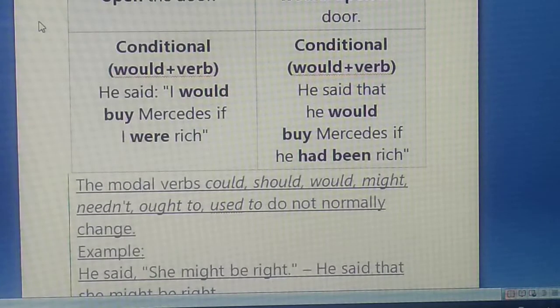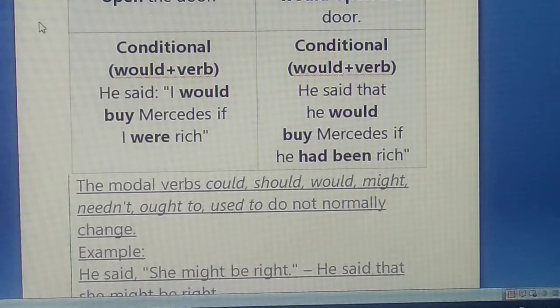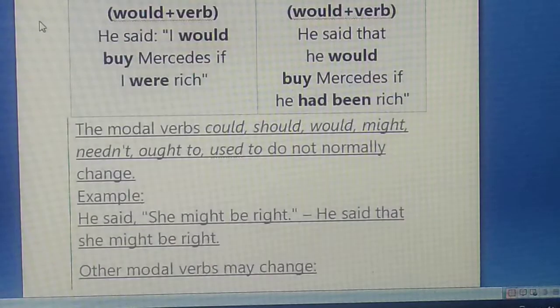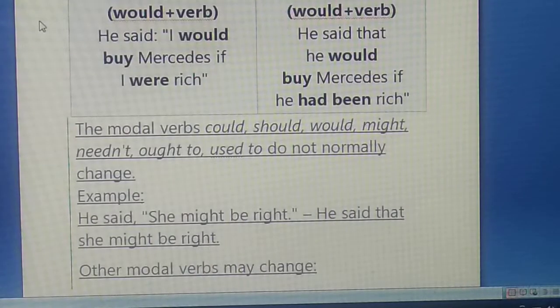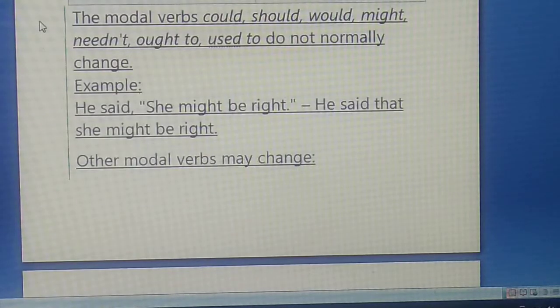The modal verbs could, should, would, might, needn't, ought to, used to do not normally change. These are called modals: would, could, might, may, shall, should. Normally they do not change. He said, "She might be right." He said that she might be right. See, might remains might. Other modal verbs may change.